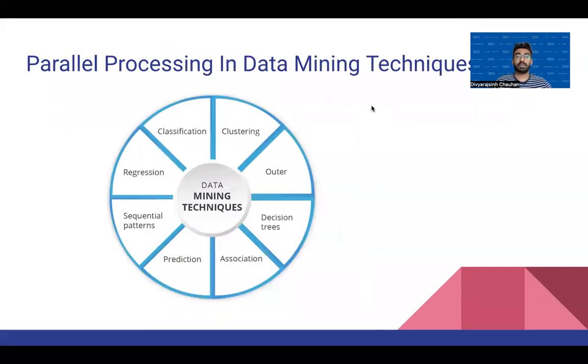Now let's take a look at various different data mining techniques. So we have classification. Classification involves grouping data points into predefined categories or classes based on their attributes. This technique is commonly used for tasks such as customer segmentation and fraud detection.